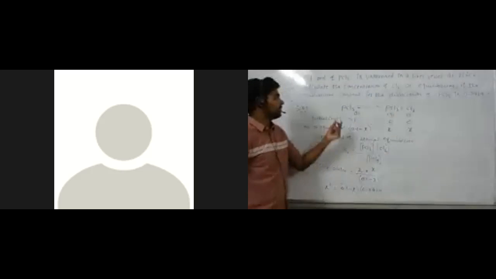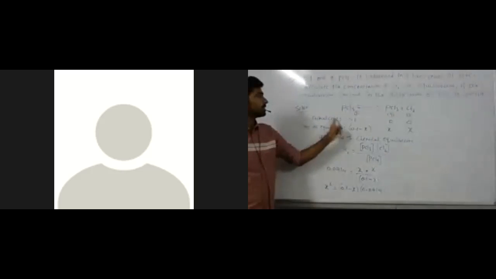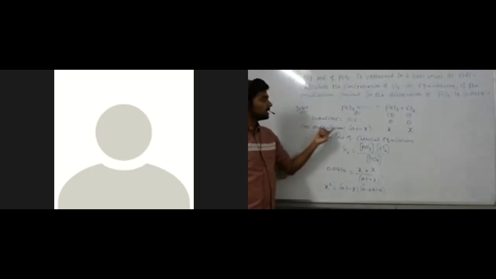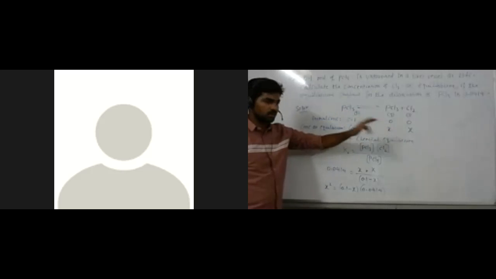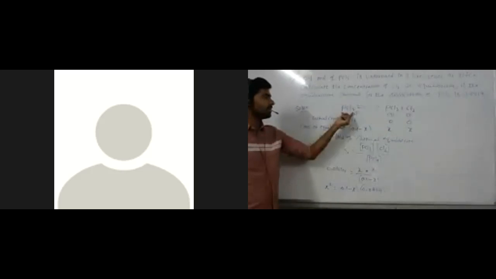So first write the equation, the decomposition reaction, and the initial concentration. Initially only PCl5 is there, 0.1 mole, which means the reaction has not proceeded at the initial stage. Next, concentration at equilibrium. Some amount of PCl5 is undergoing decomposition. How much? X moles of PCl5 is undergoing decomposition. So 0.1 minus x is left here.